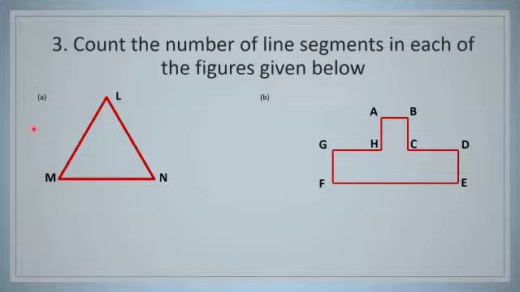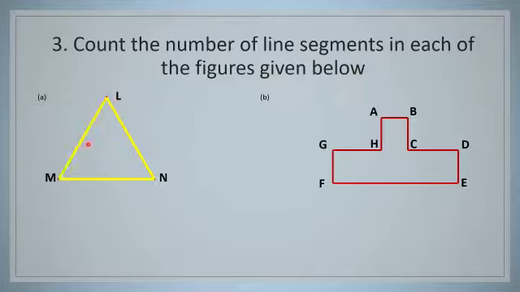Now we have studied what line segments are. It is a line which has two ends. So there are two ends here for this line, two ends here for this one, and two ends here for the third line. LN is the first line, MN is the second line, and LM is the third line. So there are three line segments: LN, NM and ML. So there are three line segments in this figure.